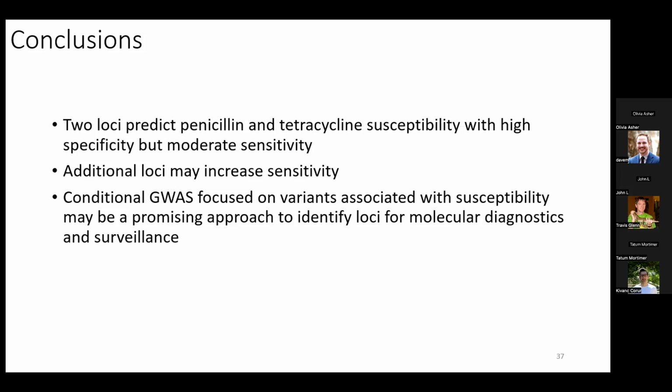You may have noticed on my slides that while we had pretty high specificity, sensitivity was only moderate. So it's possible that if we added a few other targets into the diagnostic, we could predict susceptibility with higher sensitivity. However, I will say there's not an obvious third locus to include. The variation in the efflux pump and in the porin is quite diverse. So including any one of those variants doesn't actually increase sensitivity that much. And we also think the conditional GWAS that's focused on variants specifically associated with susceptibility, rather than those associated with resistance, which is what most people have been focused on with good reason thus far, might be a promising approach to identify targets for diagnostics.